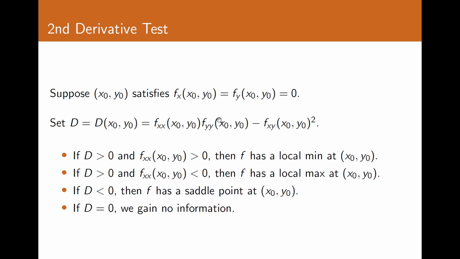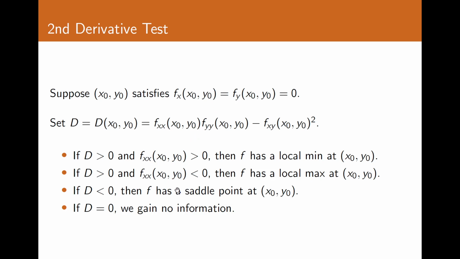Finally, if D is less than 0, then f has a saddle point at (x₀, y₀). And if D is equal to 0, we gain no information. We could have a local minimum, a local maximum, or a saddle point, or none of the above at (x₀, y₀).